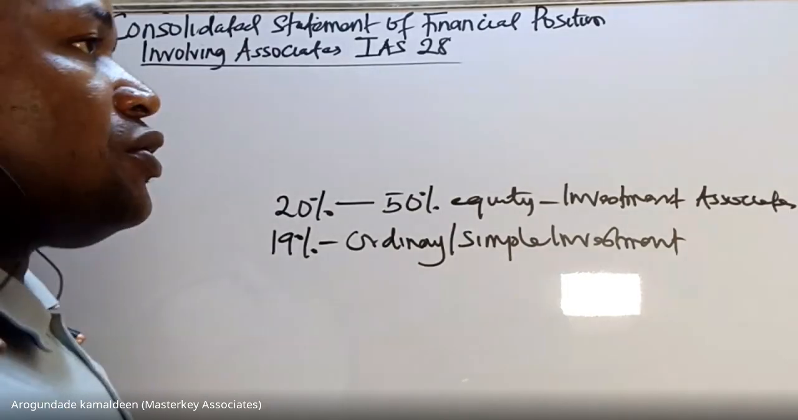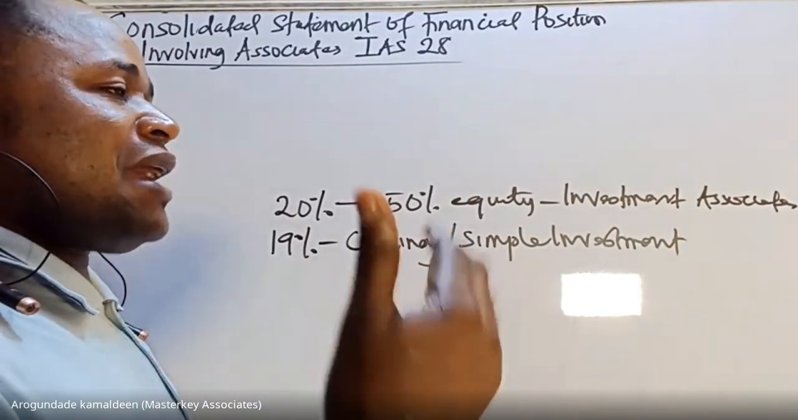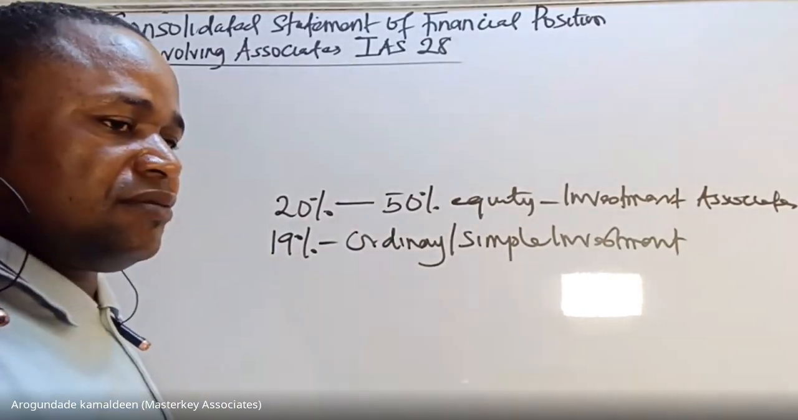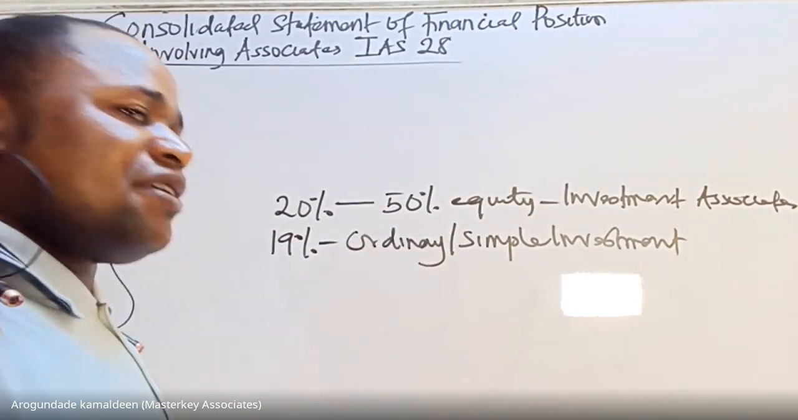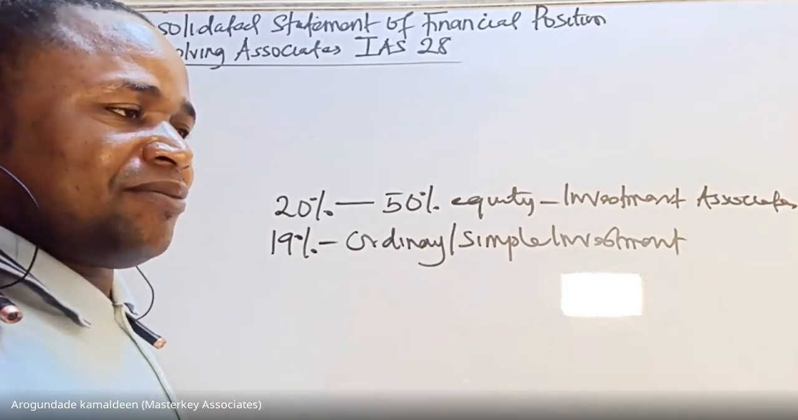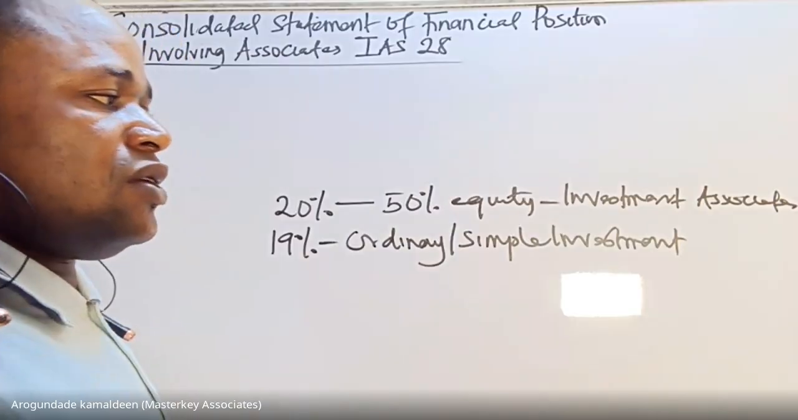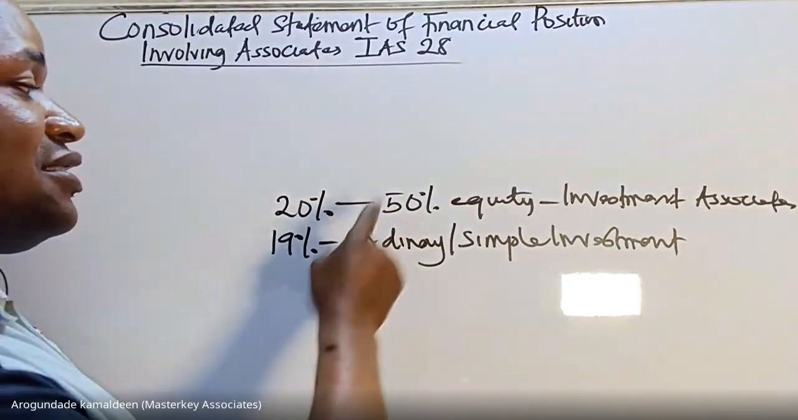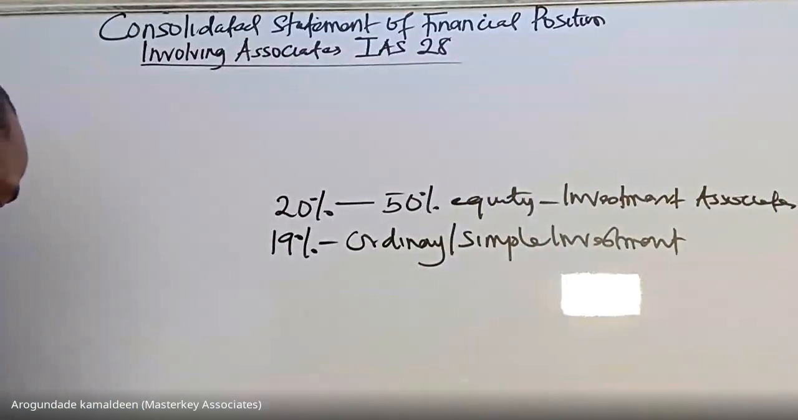Now, sometimes an investor might not even have up to 20%. Still, he has significant influence. Is that clear? But for the sake of understanding, we have a range of 20% to 50%. So that is that. Next, what do you understand by significant influence?